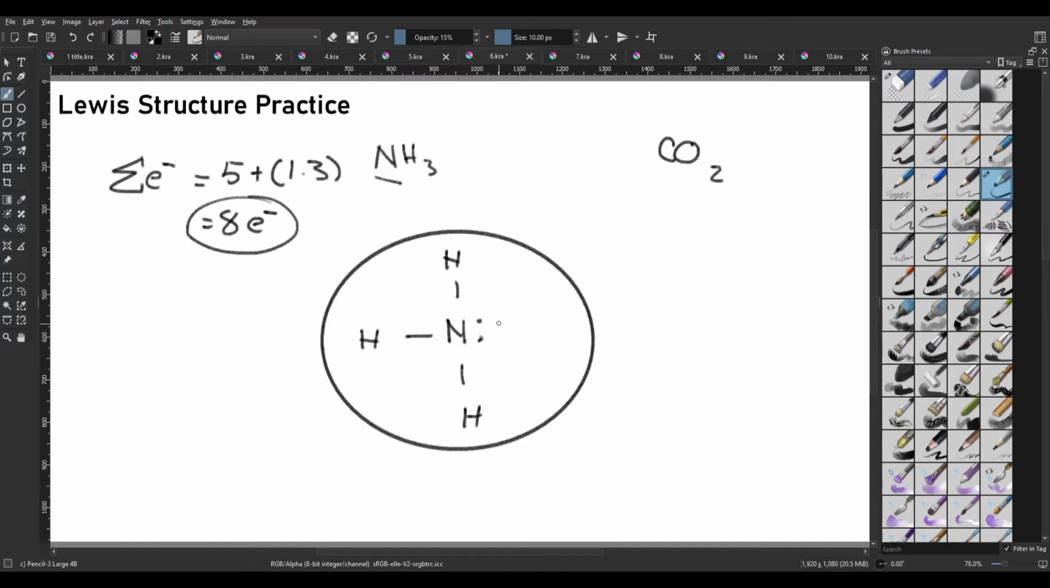Except we don't have a 4th hydrogen, so we don't put a 4th there. We just put these 2 electrons here as a lone pair. This is our Lewis structure. So I'm going to go ahead and erase this. We're going to move on to our last example, which is pretty unique.